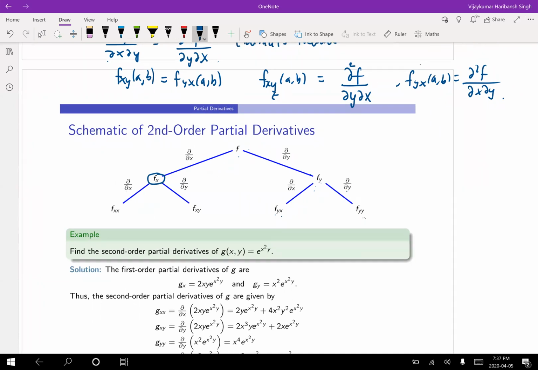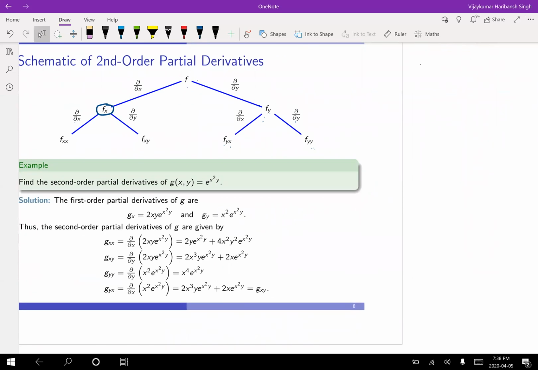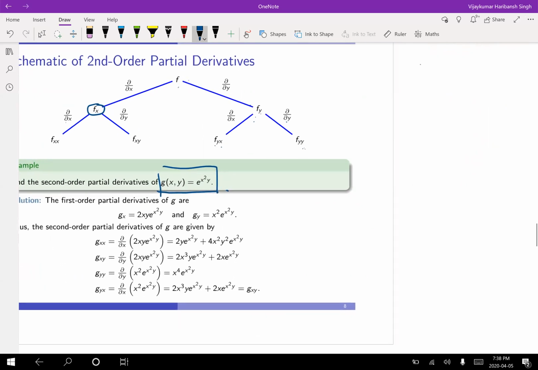Okay, so let's do a problem here. So we have to find the second order partial derivatives for this function. Before we go for the second order partial derivatives, let's first compute the first order partial derivatives. So g of x, y equals e to the power x square y. So let's take the first partial derivative. So I will write down all the notations. Generally, you can just write one notation and that's fine.